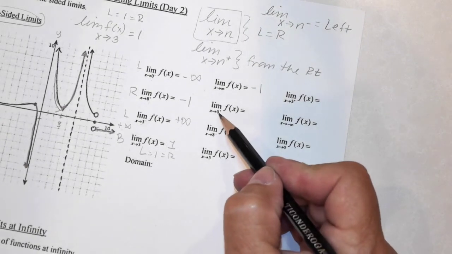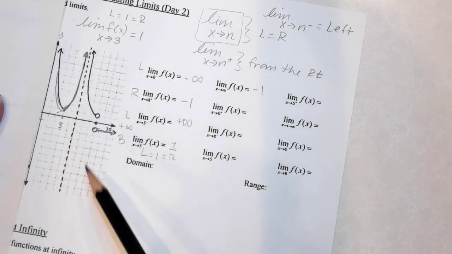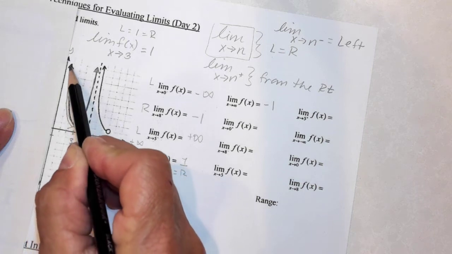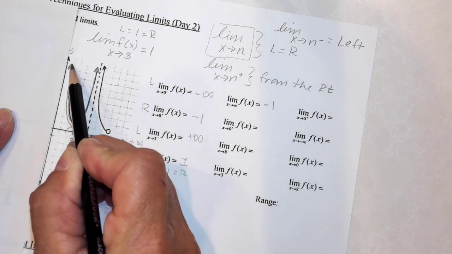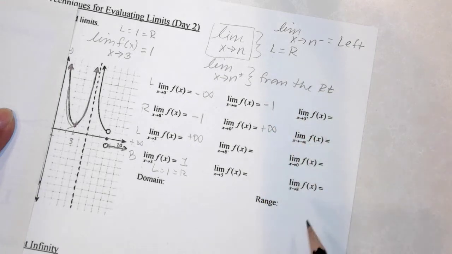This one's asking for me to go to 0 from the right. So here's 0, cover up the left. And if I get on the graph that's to the right of 0 and I follow the graph, what am I approaching? Well, I'm going up. So that'll be positive infinity.